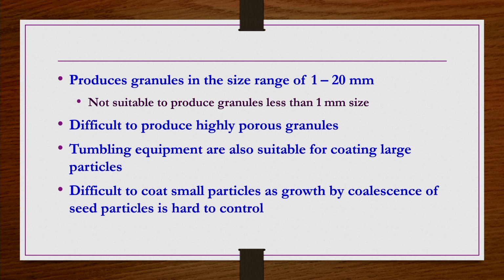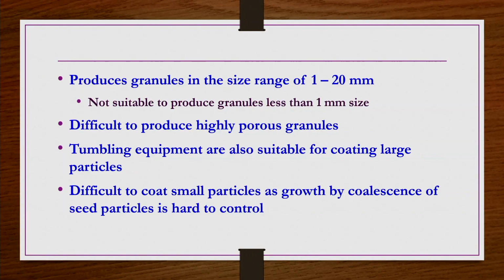So, it is difficult to coat small particles, as growth by coalescence of seed particles is hard to control in tumbling granulators. In tumbling granulators, controlling the consolidation process, coalescence and then granule formation and then consolidation of those granules is very difficult to control in general. That is the reason the product size that we get from these tumbling granulators is in general very large, up to 20 mm. 20 mm is a kind of large size, considered under large size particles.